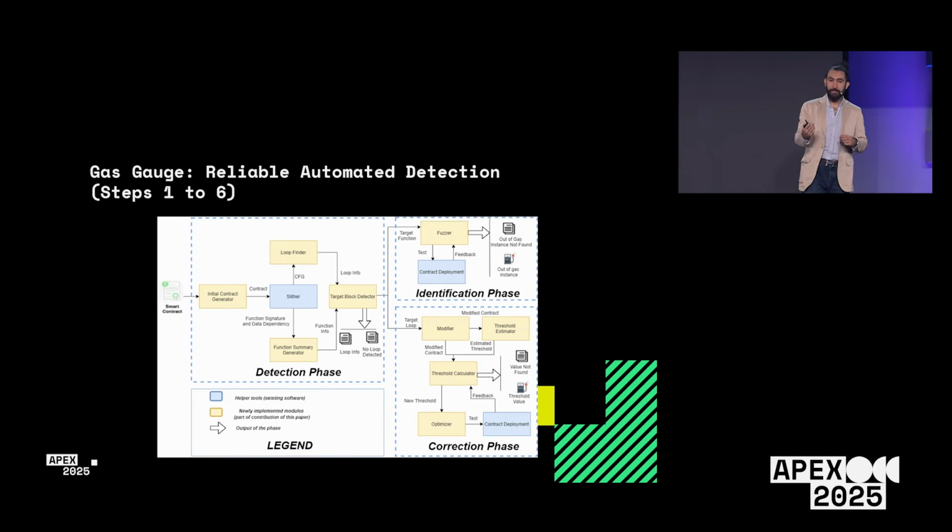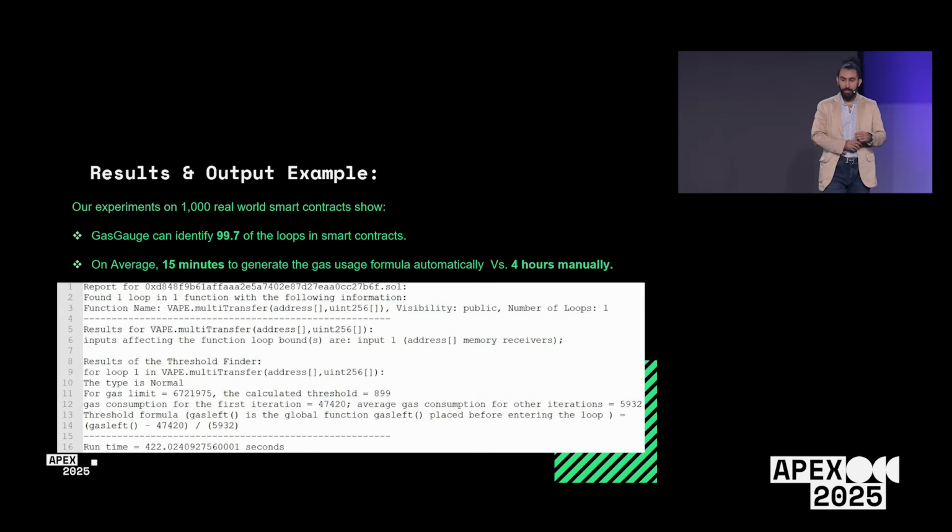And the last step is that we pass the result to a dynamic analysis, a runtime verifier that tries to find the amount of gas used per iteration, and then based on that, the maximum iterations the loop can safely perform. And it generates a report like this, which has the gas analysis and all the information a developer needs to fix the smart contract.